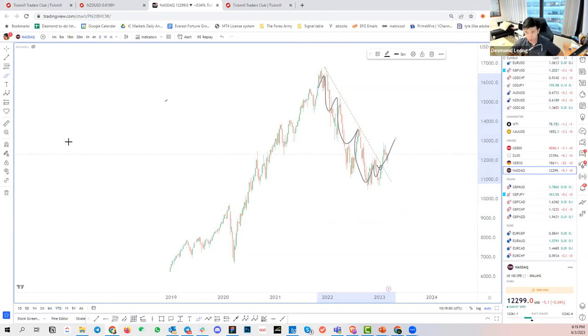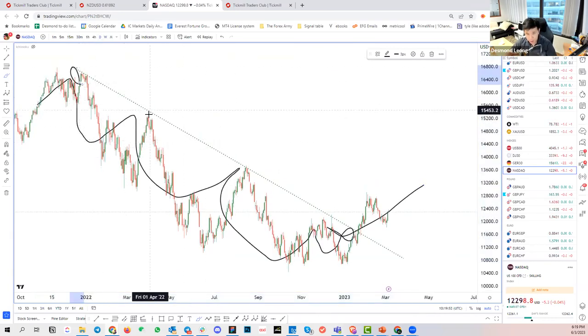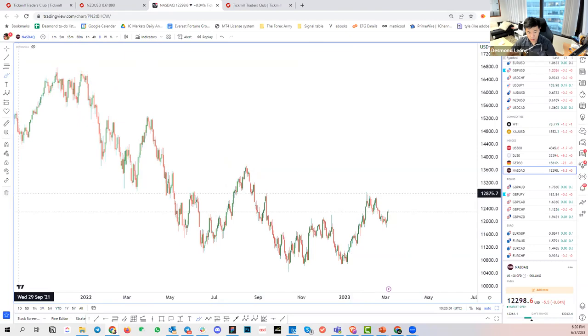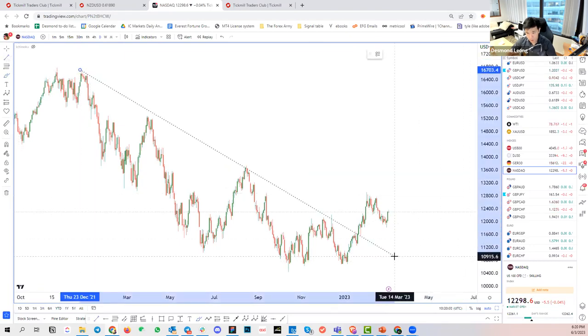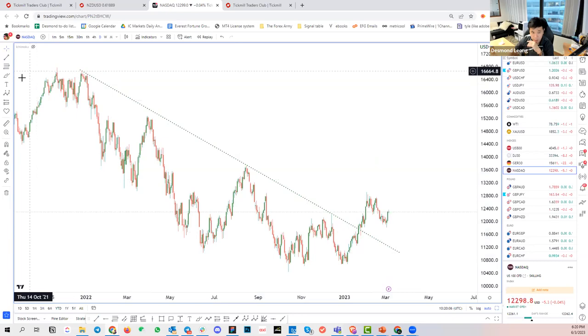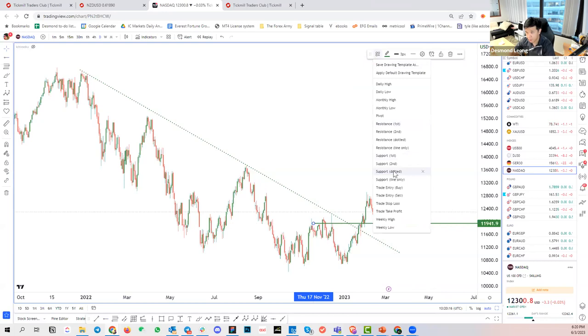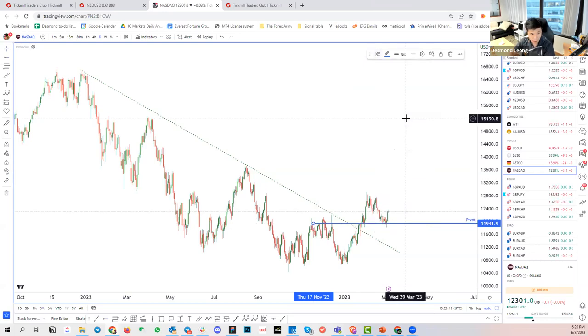Then I go into a lower time frame, and very nicely I can see all the different reactions over here. Firstly, let's go here. Now in terms of the support level for NASDAQ, I'm going to highlight a bit of this level over here. This is my key support level for NASDAQ. Okay, Robert, now this is my key resistance level for NASDAQ.